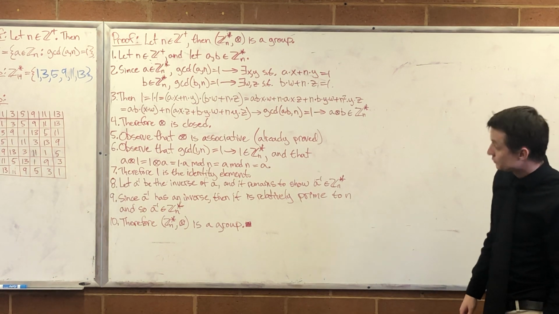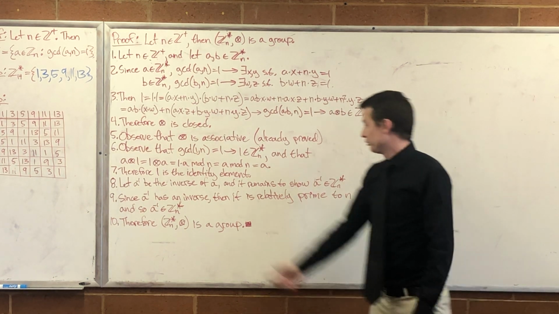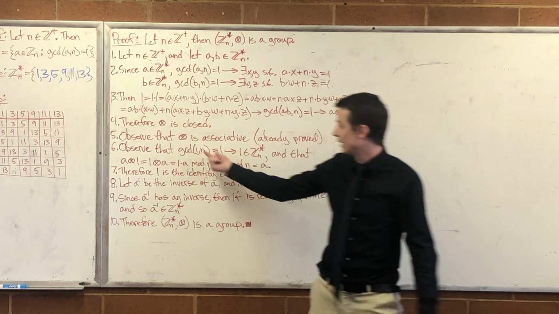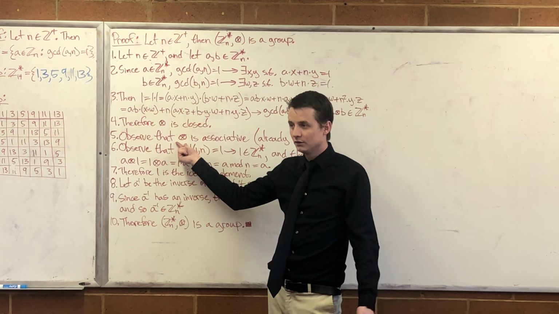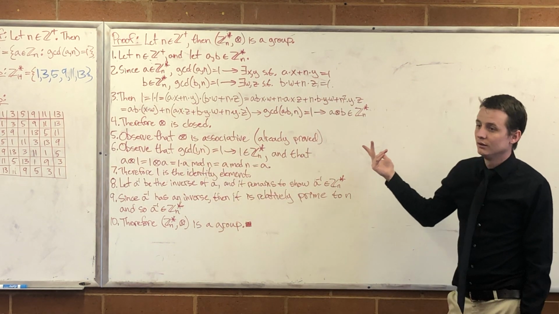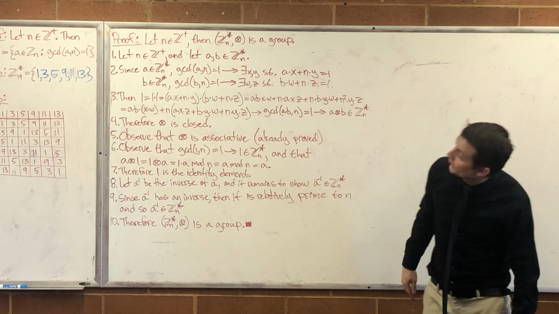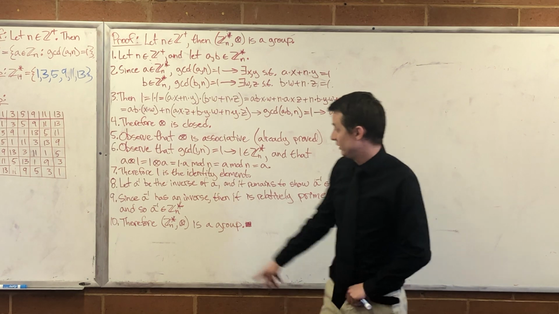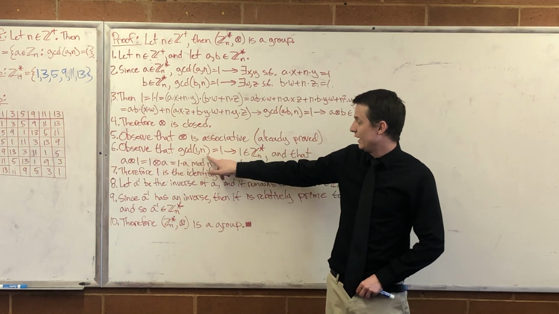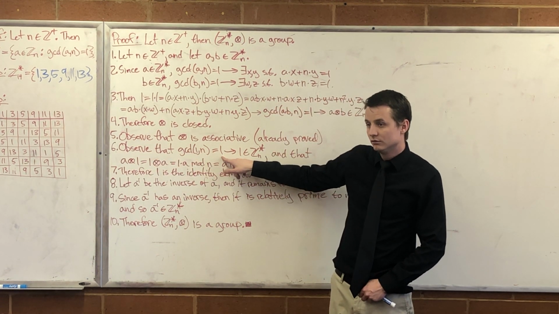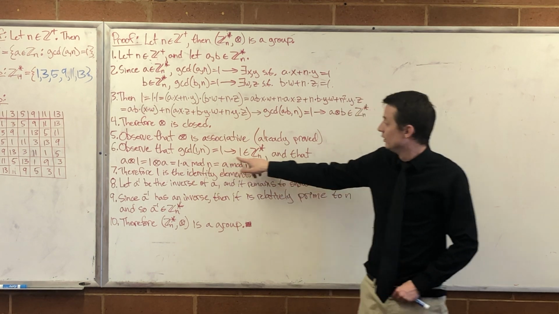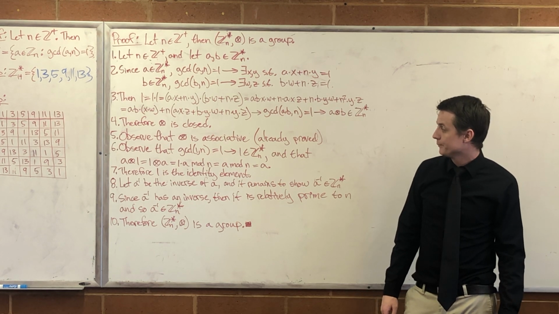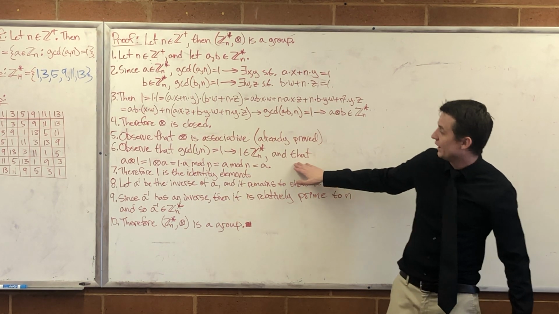Now the next property, showing that it's associative. Well, observe that that is associative. We already proved that one, right? And it's just using the fact that multiplication itself is associative. Okay? The next one was showing it has an identity in it. Well, observe that the GCD of 1 and n is always equal to 1 for any positive integer n. Therefore, 1 is always in Zn.